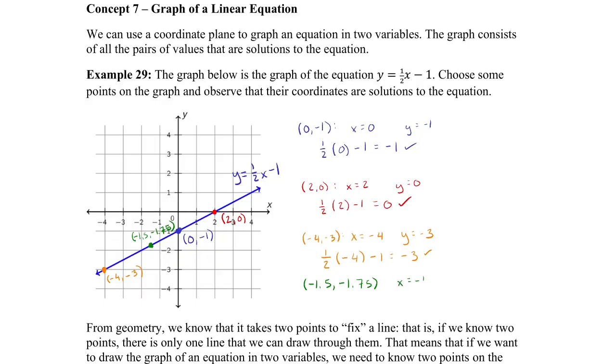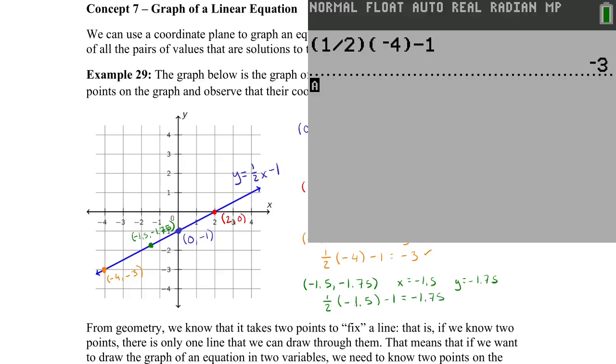So we'll have x is negative 1.5, y is negative 1.75. In our equation, we're hoping a half times negative 1.5 minus 1 gives us negative 1.75. And again, we can put that into the calculator and see how it works. So a half times negative 1.5 minus 1. We see it really does give us negative 1.75.